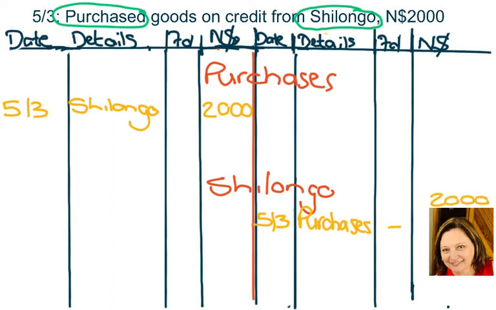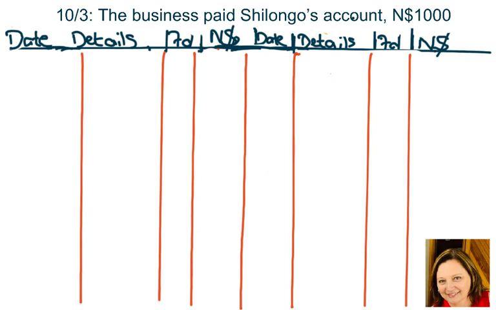Let's quickly see if we are still in balance. We have a 2,000 on the left, we have a 2,000 on the right. Let's look at the details or the account names. We had in the purchases account, we referred to Shilongu. There's Shilongu. In Shilongu's account, I referred to purchases, and there's my purchases account. So this transaction, bank was not involved because we did not touch the money in the bank. We bought on credit. In this transaction, our business paid Shilongu's account.